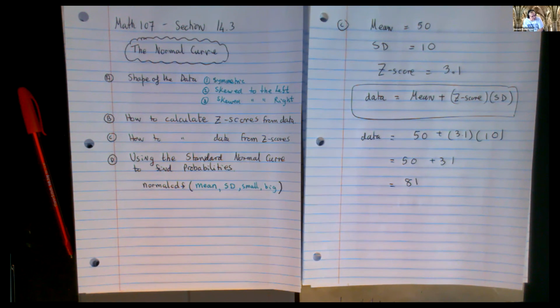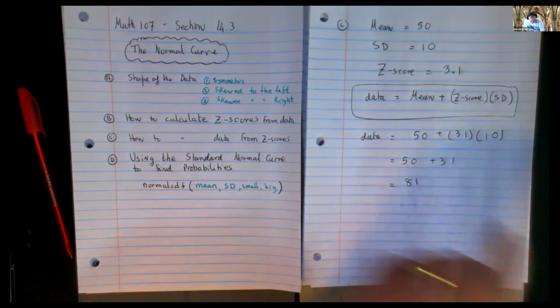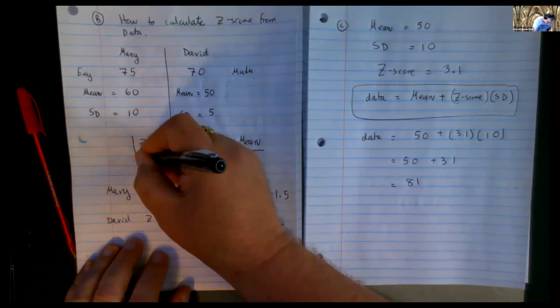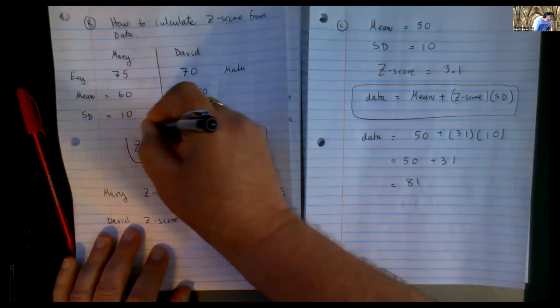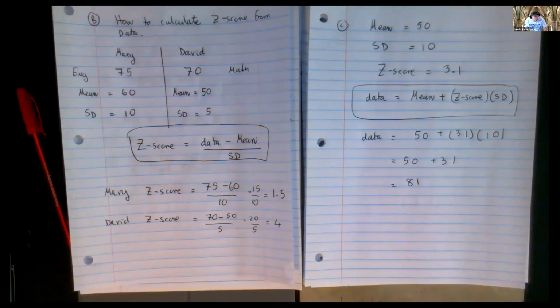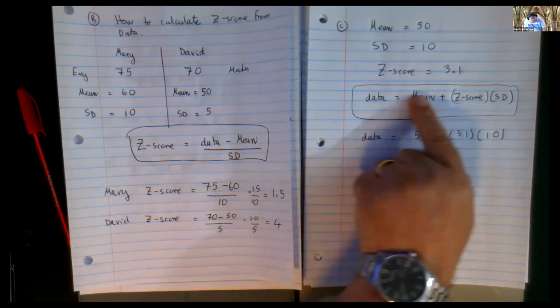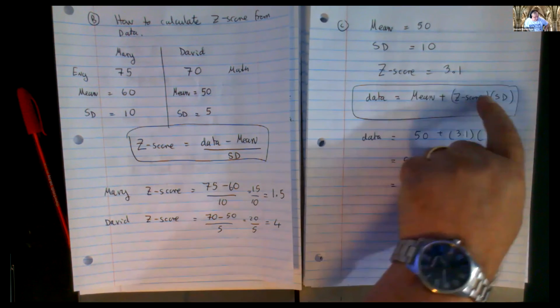It's really just a plug and chug, isn't it, in both cases? If you want to find the z-score, don't you just use this formula and plug in the numbers and you get the answer? And if you want to find the data, you have this different formula, you plug in the numbers and you get your answer.